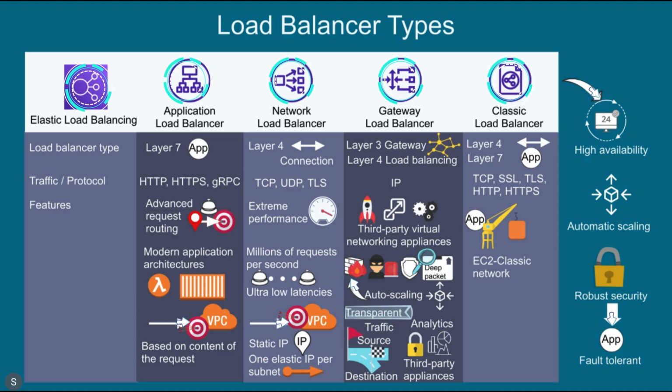Classic Load Balancer functions at both Layer 4 connection level and Layer 7 request or application level. It supports TCP, SSL, TLS, HTTP, and HTTPS traffic. It is intended for applications that were built within the EC2 Classic network. With Elastic Load Balancing, you can select the appropriate load balancer based on your application needs.